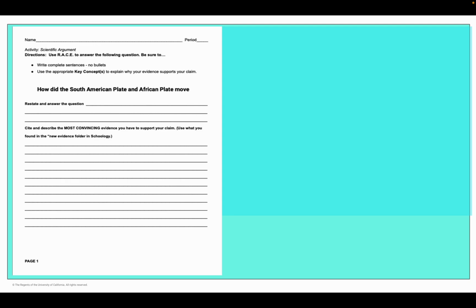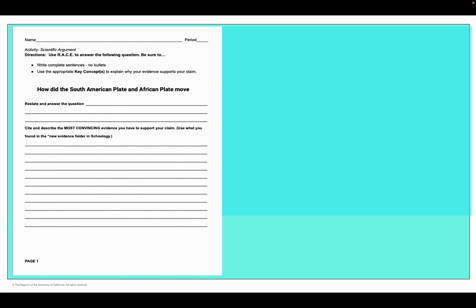So I want to show you the front part of your page. I did this a little bit differently. Normally I have you guys write a paragraph, but I want to separate it a little bit. We're still using RACE, but I've given you prompts instead of having you write a paragraph. I want to make sure that everybody is understanding and practicing each of the different steps of RACE. So the question is, how did the South American plate and the African plate move? In other words, what direction did they move?